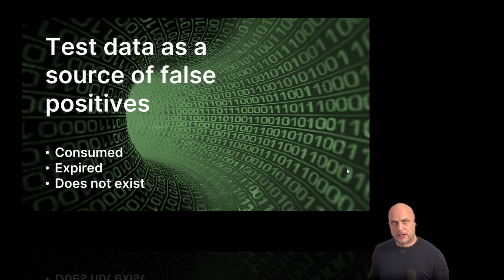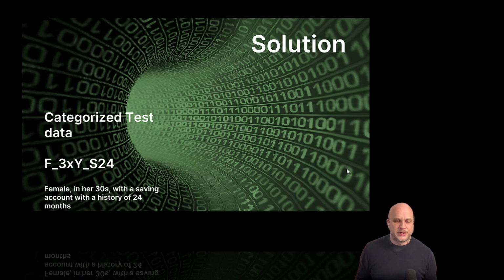So for the consumed and expired part, how do we handle that? It's pretty simple. We actually categorize the test data. So we are not looking for specific entries, but we use a system where we allow filtering the data and we just give the categories. In the specific example, we say, hey, I want to have a female in her 30s with a savings account with a history of 24 months in that savings account.